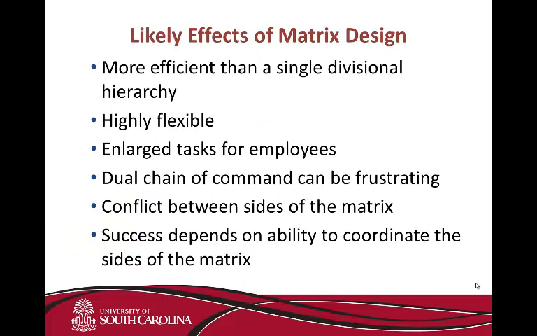So how's that going to help our organization? It's more efficient than a single divisional hierarchy. It's very flexible. We can move people around somewhat more easily. The dual chain of command, of course, is frustrating, but it also helps pull together different parts of the organization, right? This creates some enlarged tasks for employees. Also creates conflict on different sides of the organization. So the products may be in some degree of conflict with the functions. And the success still depends on the ability to coordinate both sides of the matrix. It's just that we have a lot more tools at our disposal and ready information at our disposal to help us do that.